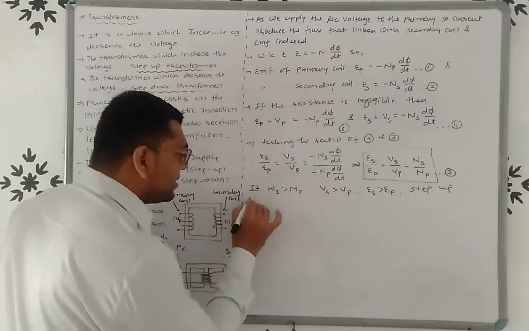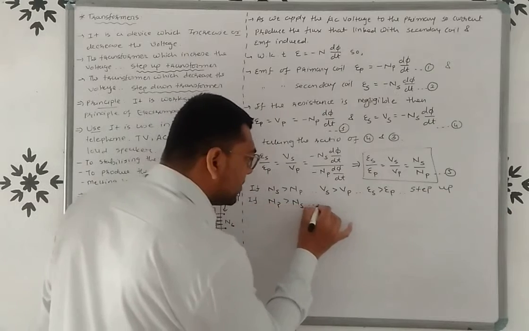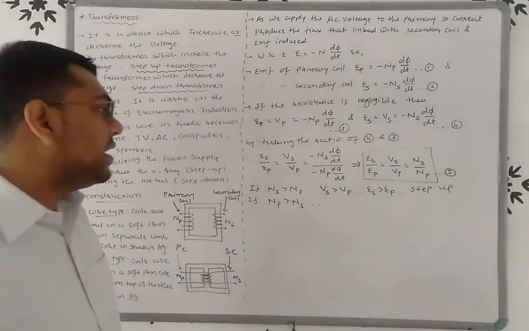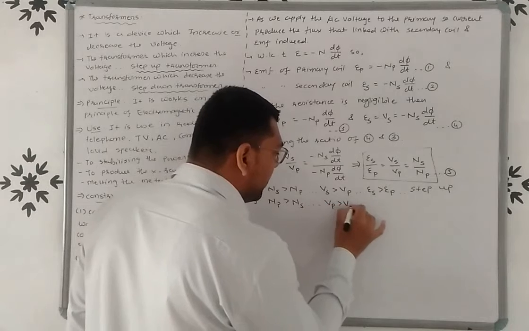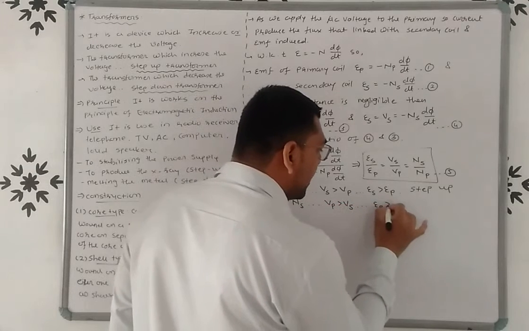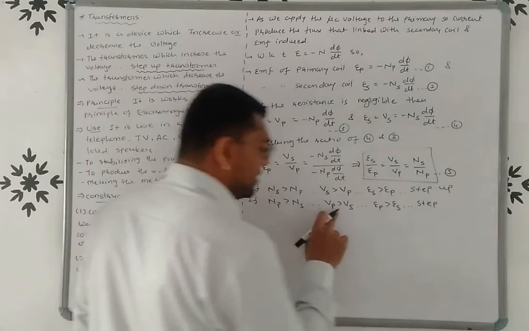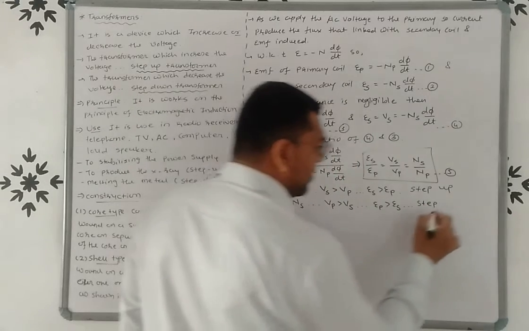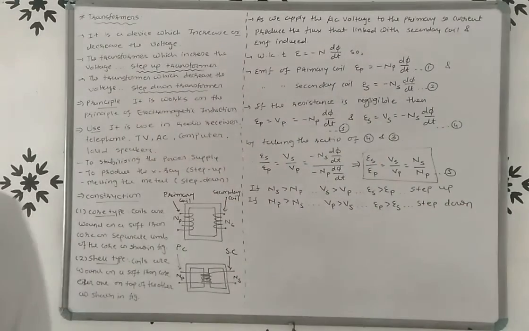And if NP is greater than NS, then VP is greater than VS, or you can say EP is greater than ES. So here the output is decreased because VP is greater than VS. So this is the step down transformer, right?